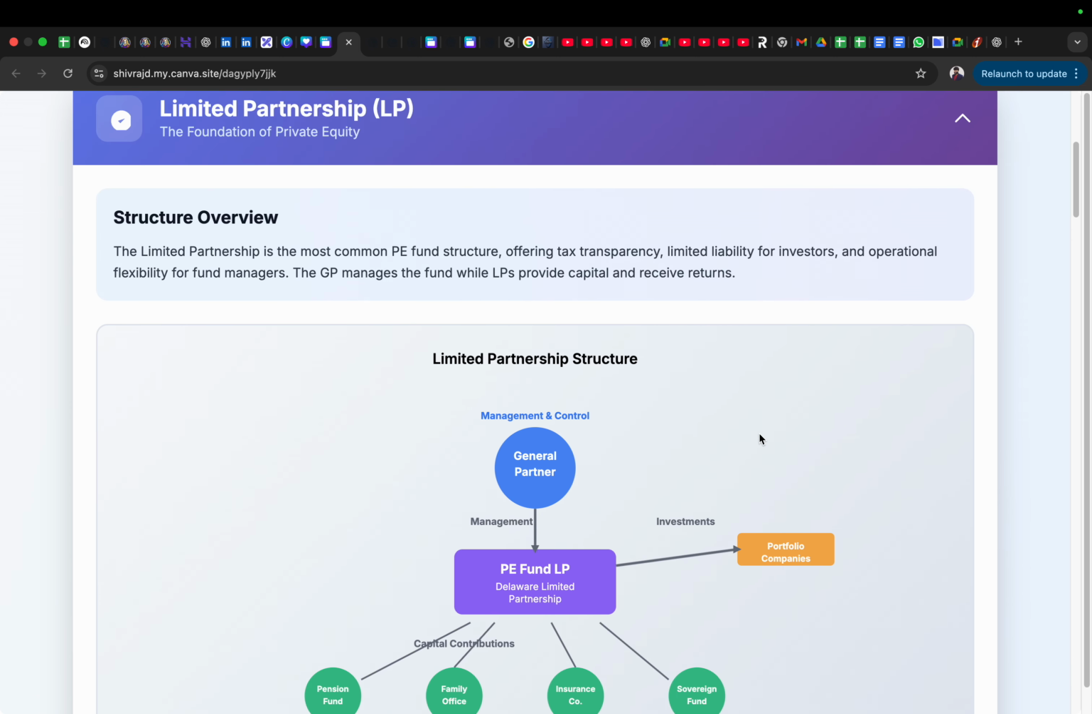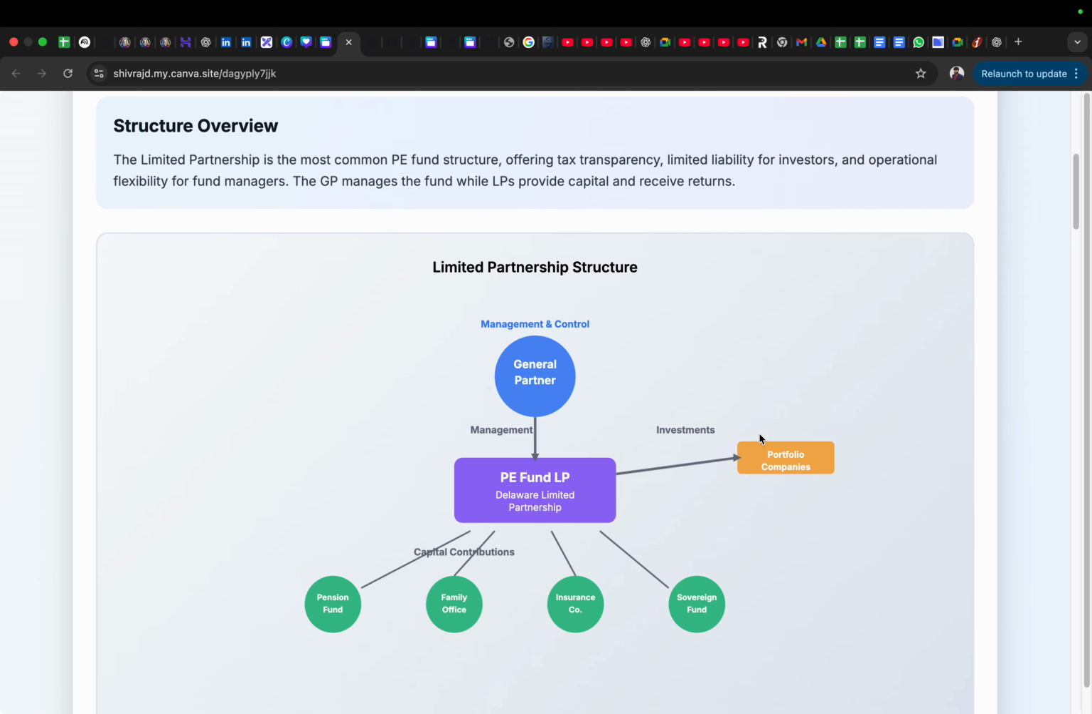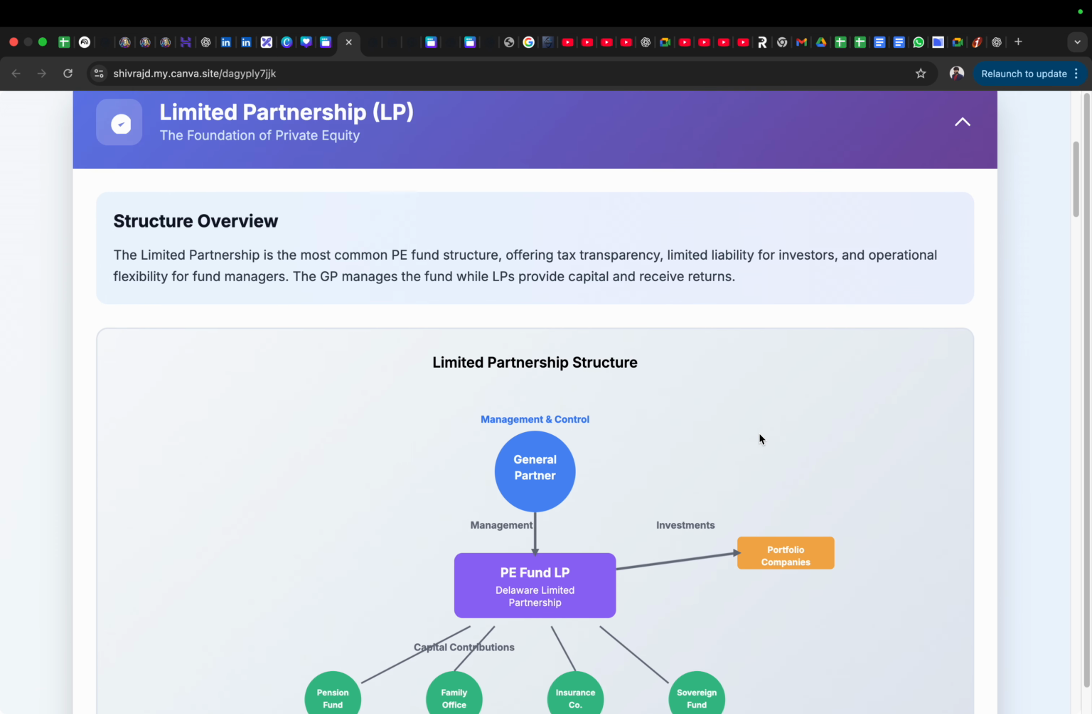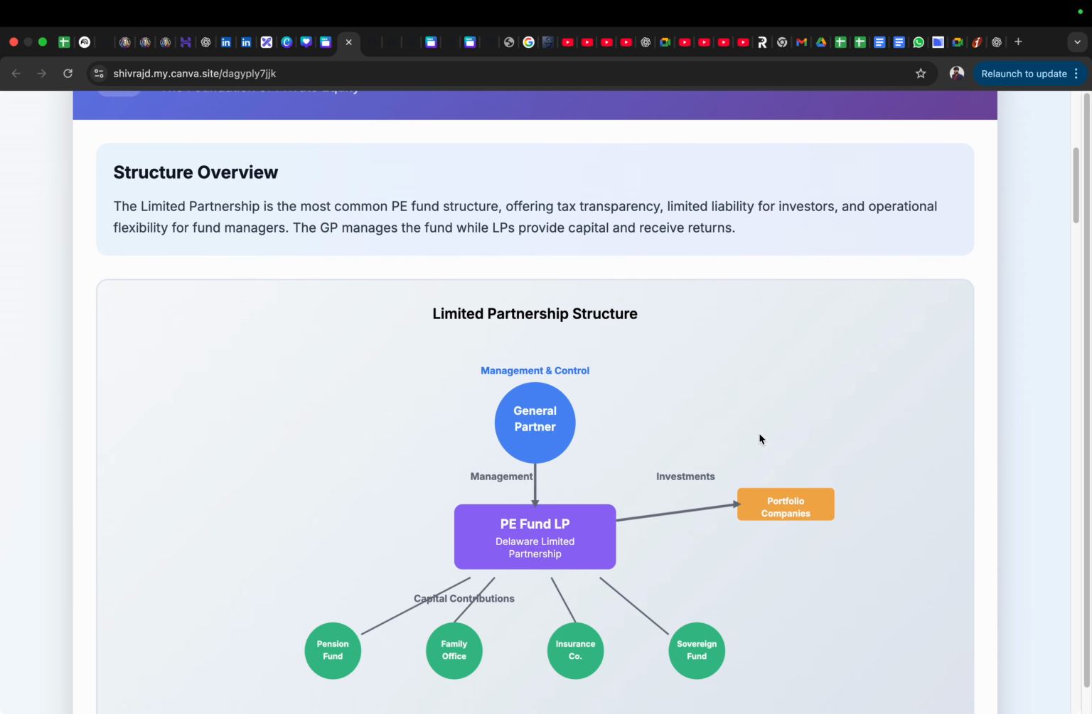GP means general partners, LP means limited partners. General partners manage the funds and even contribute capital also. Limited partners contribute capital and support the fund, while general partners take management related decisions and manage investments accordingly.